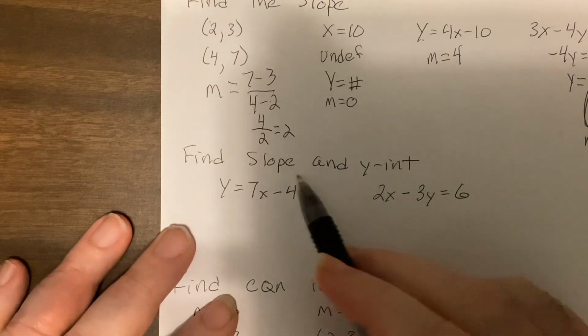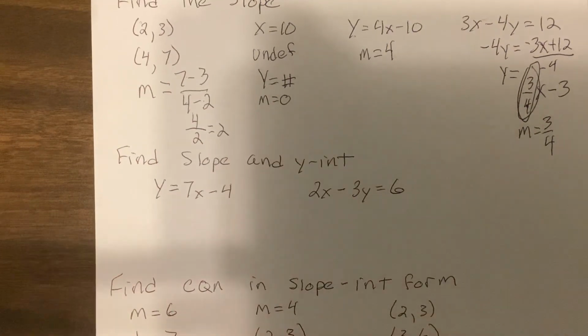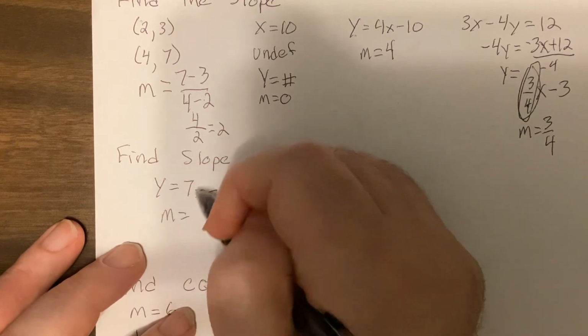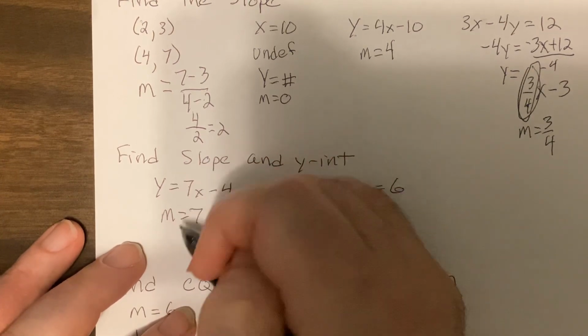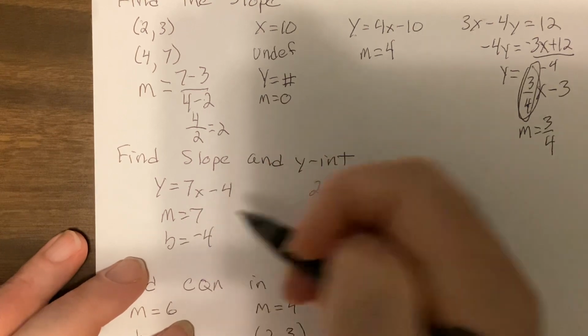Now find the slope and the y-intercept. Again, the first one, that's free points. I'm giving it to you, my peeps. So the slope is 7, and the y-intercept is the number added to the x term.